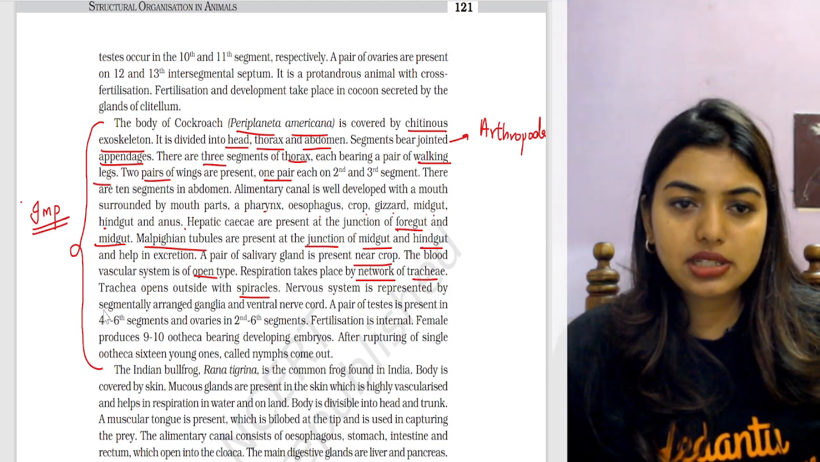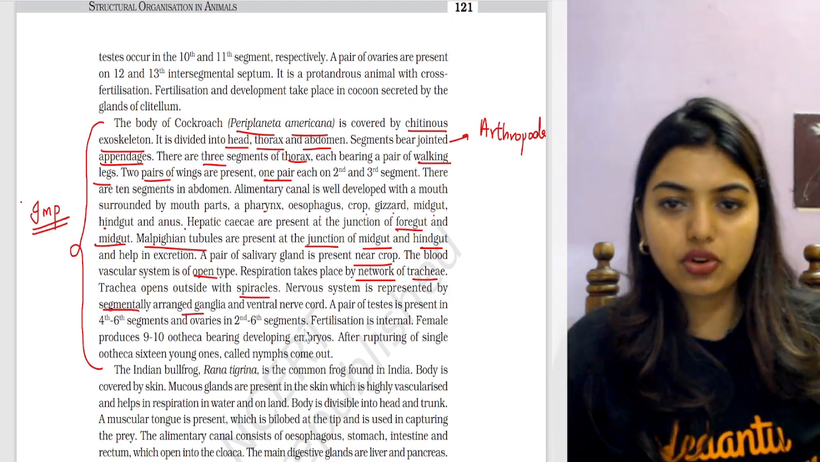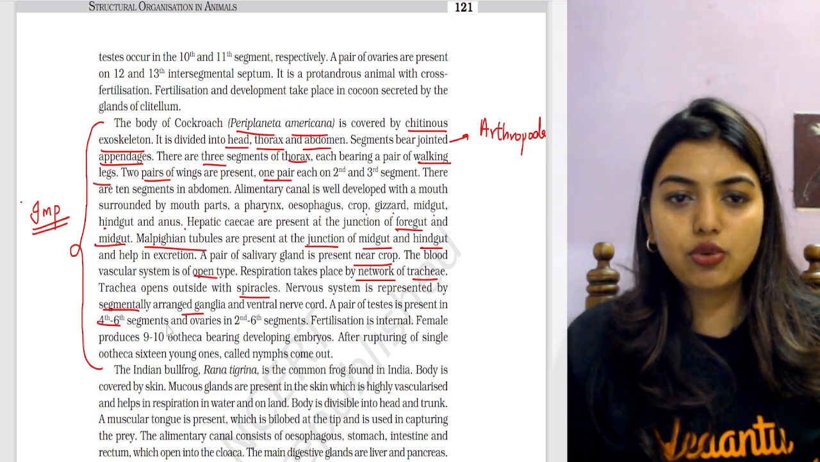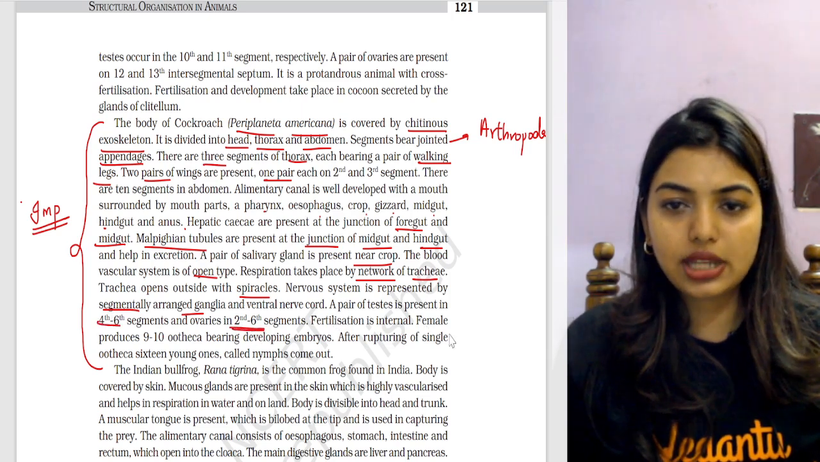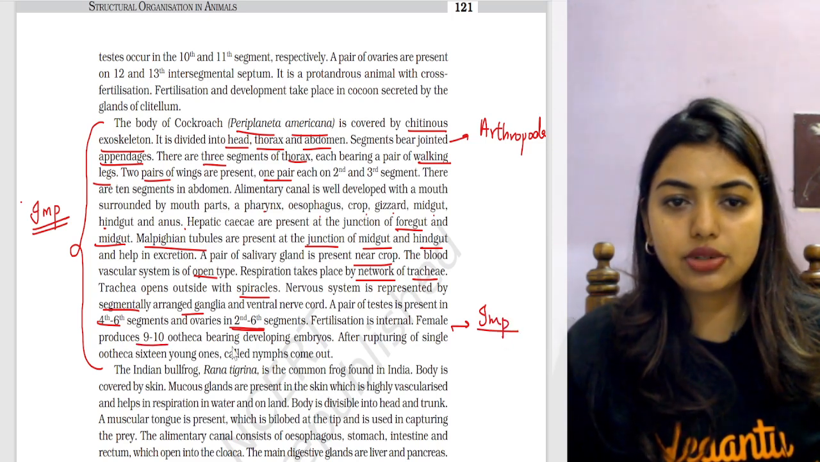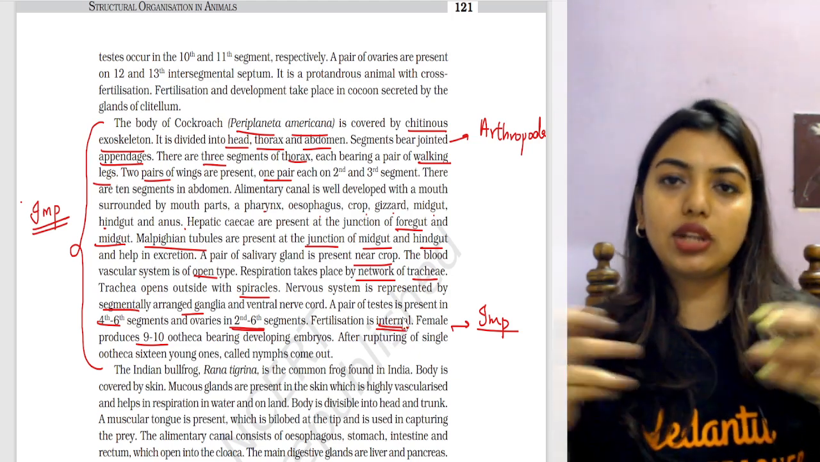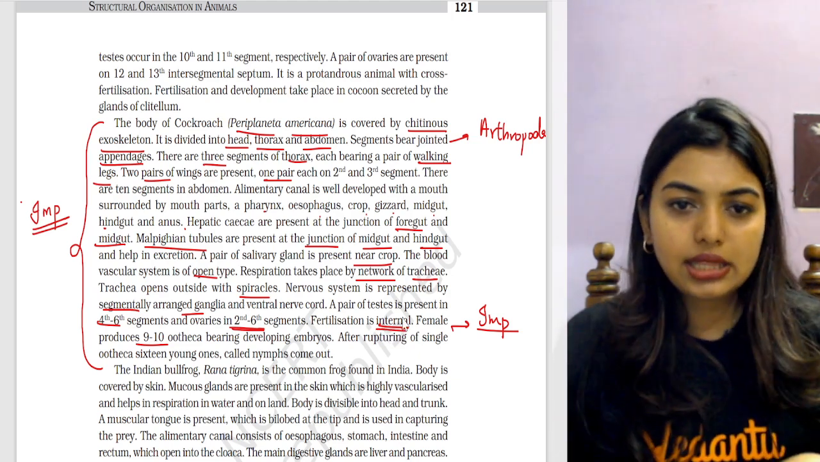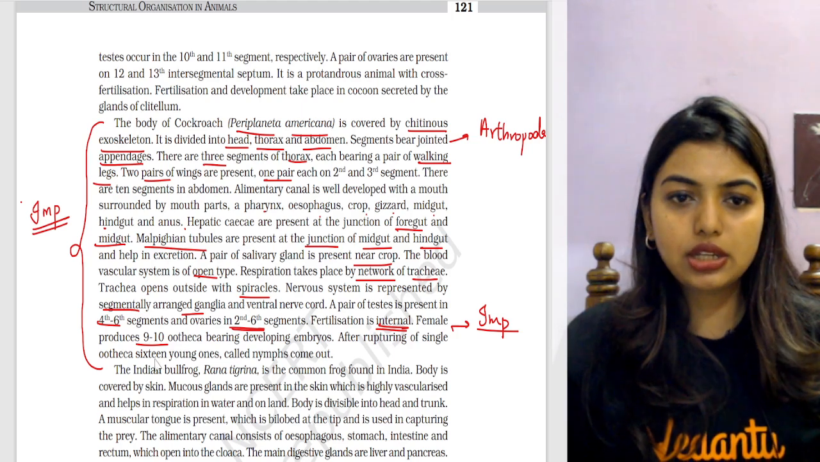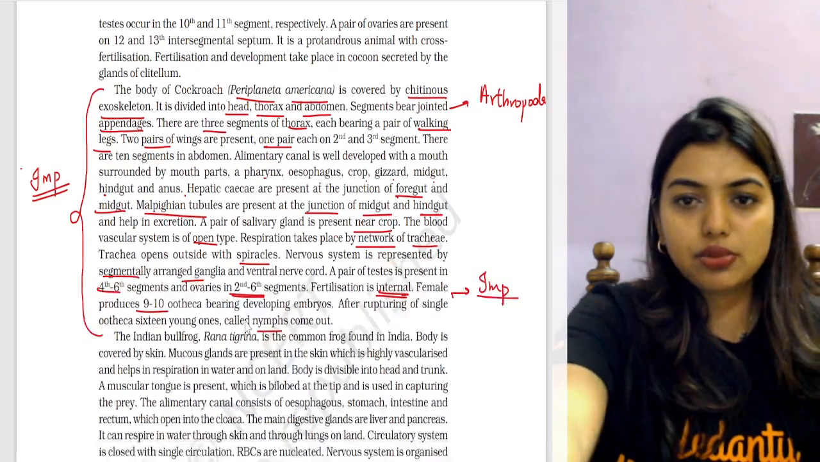Nervous system is represented by segmentally arranged ganglia and the ventral nerve cord. I drew the ventral nerve cord now. A pair of testes is present in the 4th to 6th segments. Ovaries in the second segment. Important. Fertilization is internal. Female produces 9 to 10 ootheca. See, fertilization is internal, that is, the spermatophore and the egg have to fuse together. Then after rupturing a single ootheca, 16 young ones called nymphs come out. Okay, such a beautiful summary.